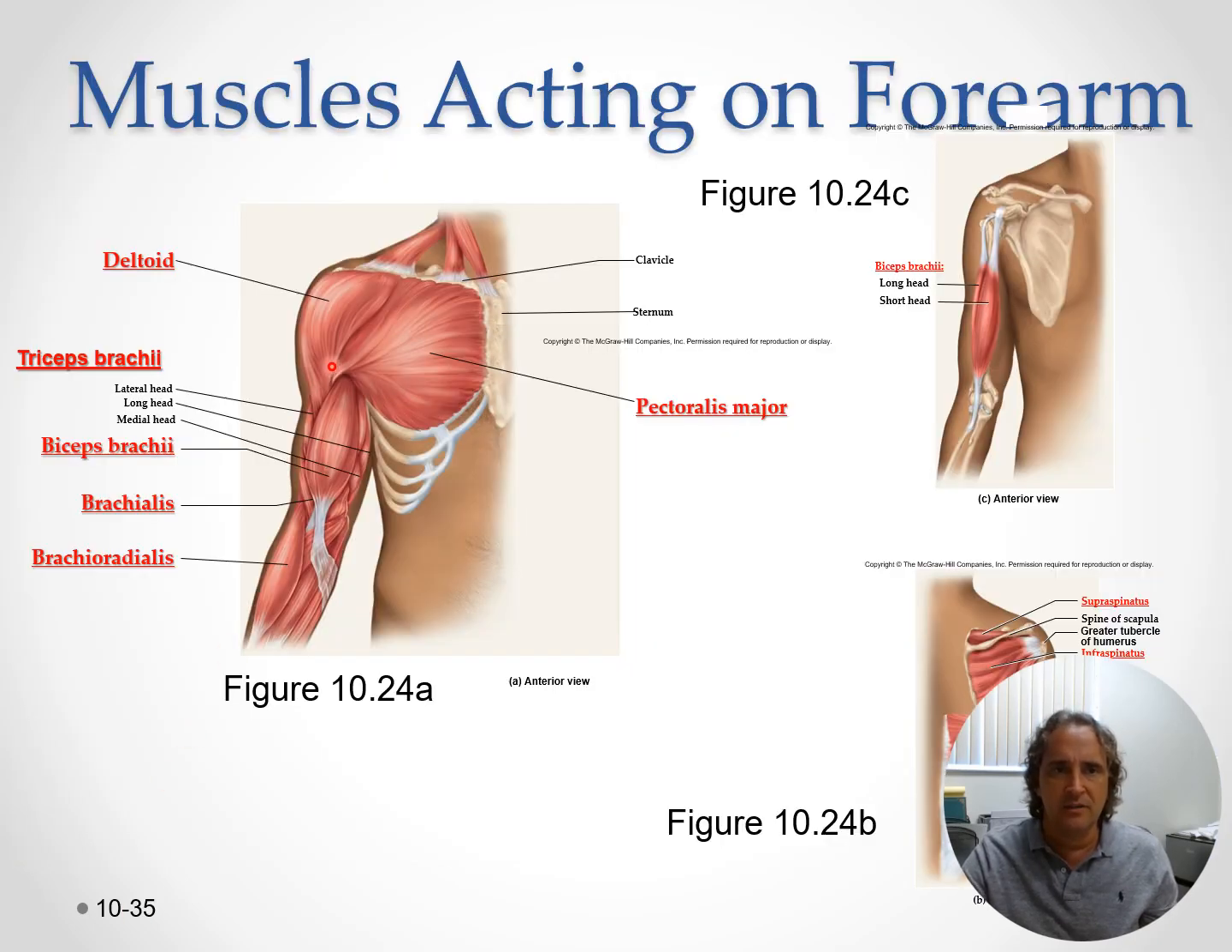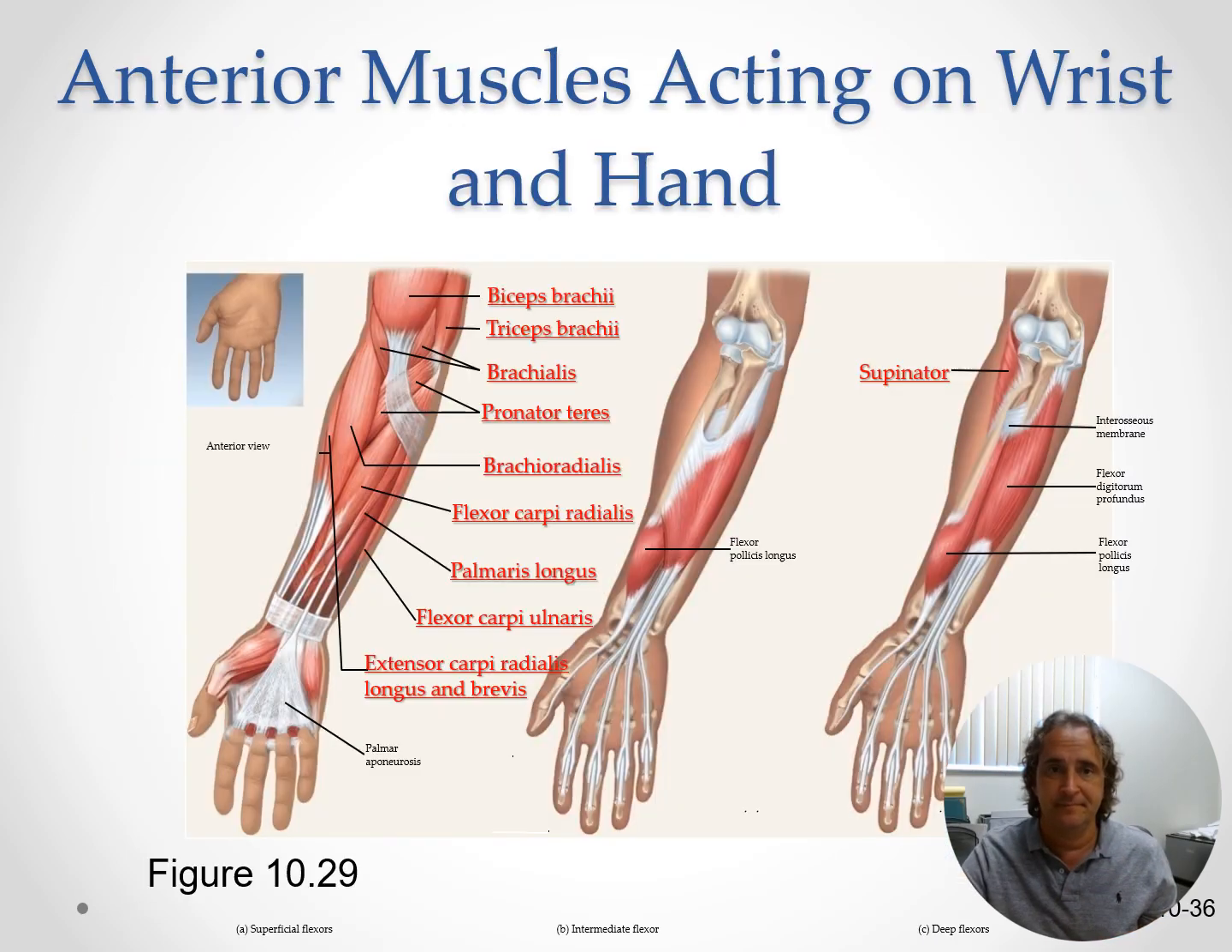And you can see deltoid, triceps on the back. The brachialis is going to be between the biceps and the triceps. And you can take a look at these at your leisure.